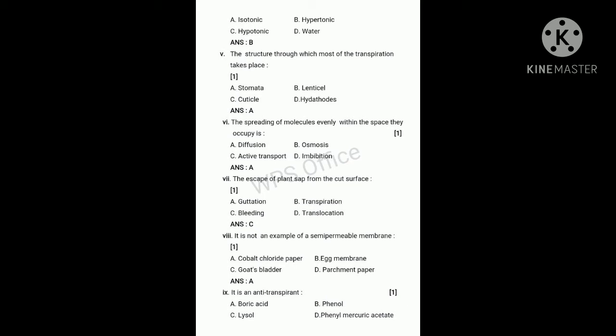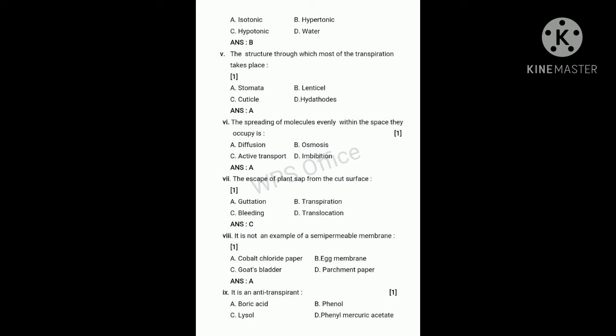So next question, the structure through which most of the transpiration takes place. Answer is A, stomata. Next, the spreading of molecules evenly within the space they occupy is diffusion. In diffusion, it's the movement of any type of molecules and they spread evenly. Next, the escape of plant sap from the cut surface is called, answer is C, bleeding. From the cut surface, the plant sap will come out. That process is called bleeding.